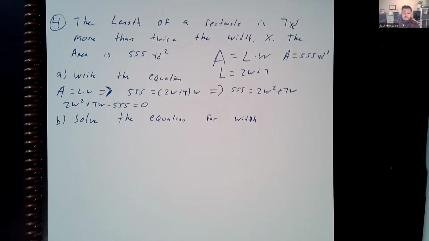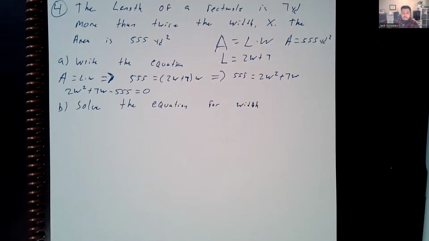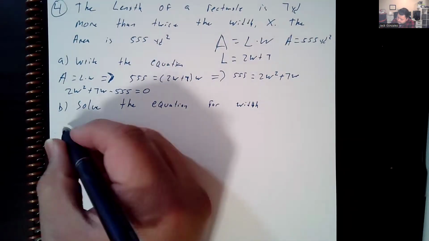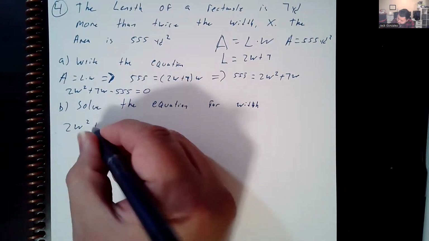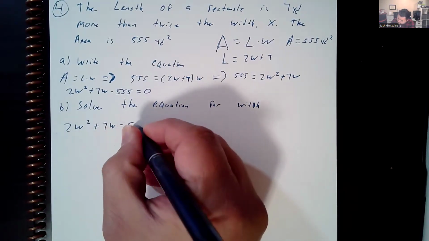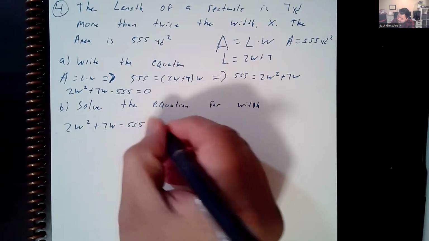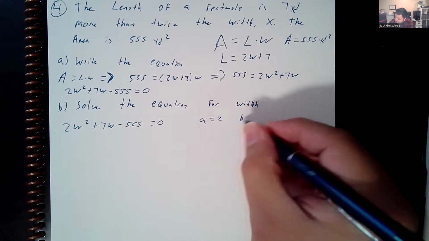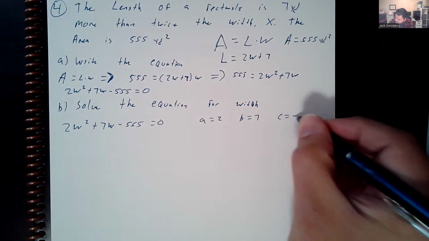Okay, so now part B, they want us to solve for width. So in part A, you get the equation in terms of one variable using the substitution and start solving. So we're going to solve this. We need A equal to 2, B equal to 7, and C equal to negative 555.